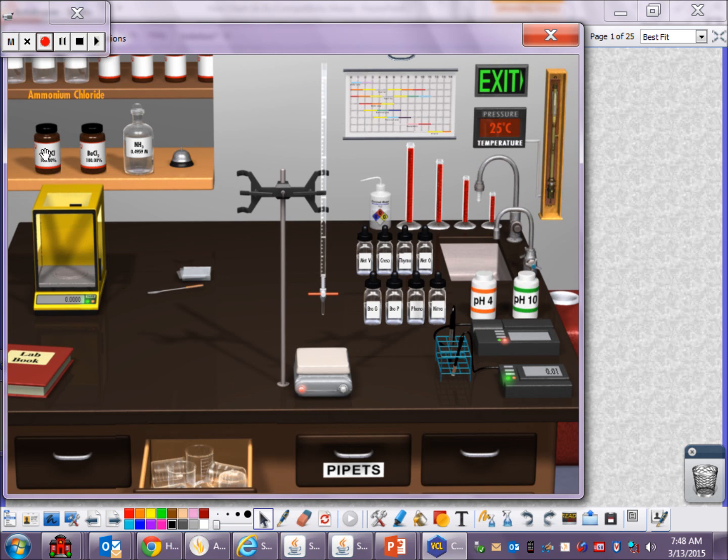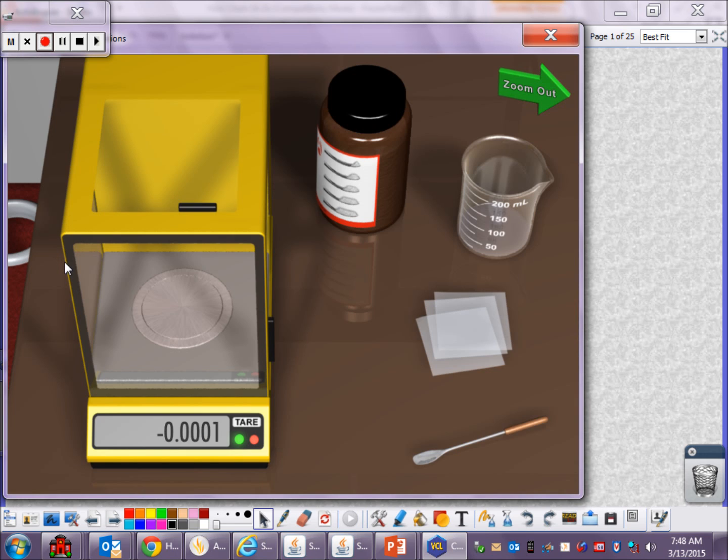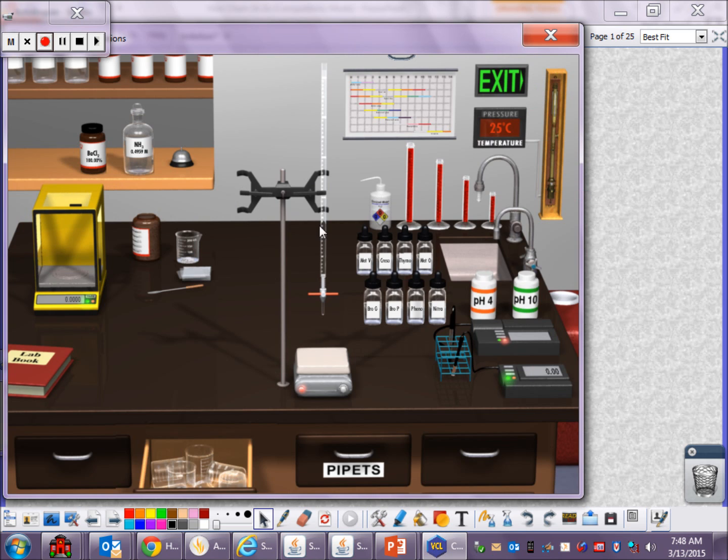And this is my ammonium chloride. The formula for ammonium chloride is NH4Cl. I get some ammonium chloride, put it in the beaker, go back and put it on the stirrer. Add water.